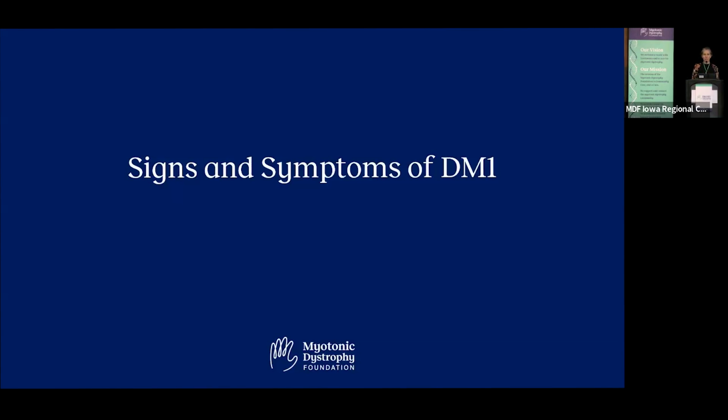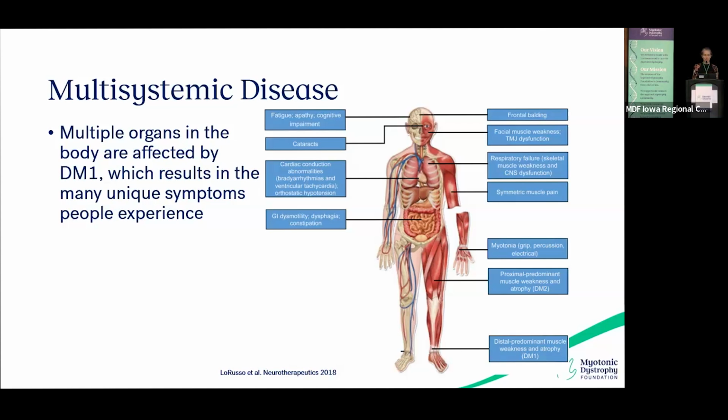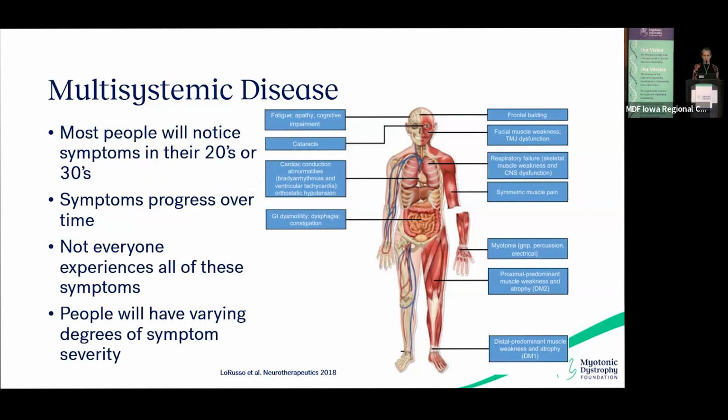So, signs and symptoms of DM1. This is a multi-system disease. That means multiple organs in the body are affected by DM1, and this results in the many unique symptoms that people experience. Most people will notice symptoms beginning in their 20s or 30s. The symptoms do progress over time. I have a lot of different things listed in this picture here, and we'll go over each of those symptoms separately. When thinking about symptoms, it's really important to remember that not everybody experiences all of these symptoms, and that people will have a varying degree of symptom severity.